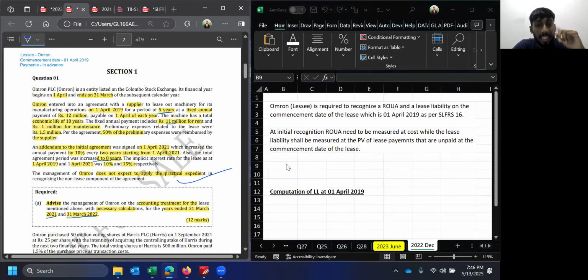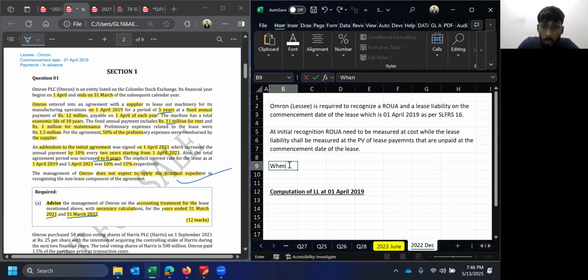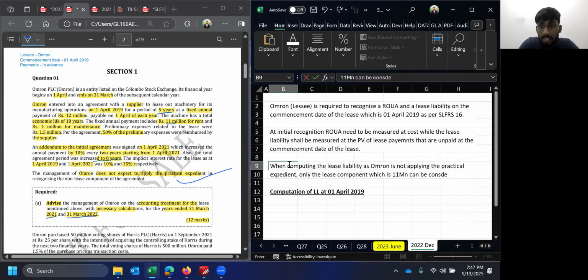Unleased component. Exactly. You need to mention that as well. When computing the lease liability, as Omron is not applying the practical expedient, only the lease component, which is 11 million, can be considered.